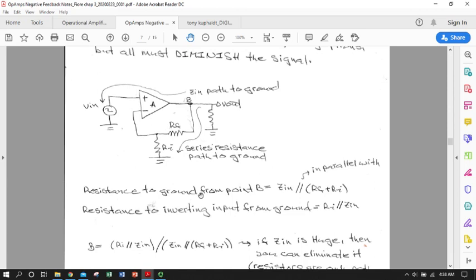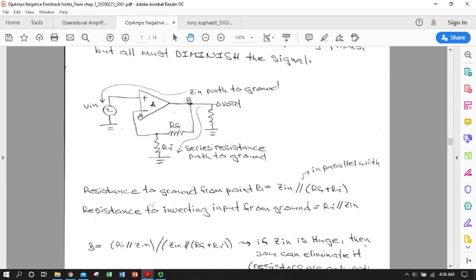So we look at the resistance to ground from point B. Well, you can go back through the op amp and through our input signal, or you can go straight to ground. You kind of have two choices. So point B is in parallel with the input to the op amp and with a series combination of those two resistors.